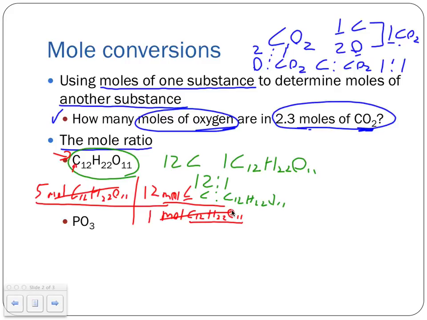So let's try another one. Let's look at PO3. For PO3, let's figure out the mole ratio of both phosphorus and oxygen.